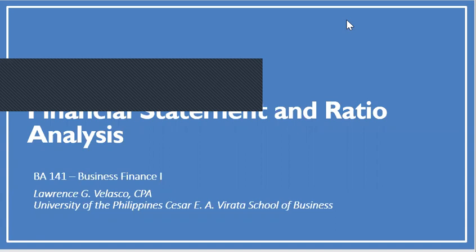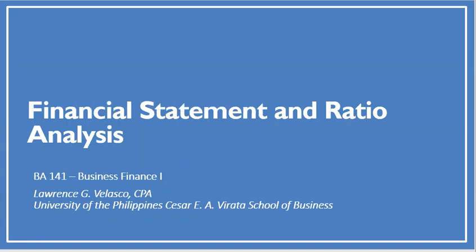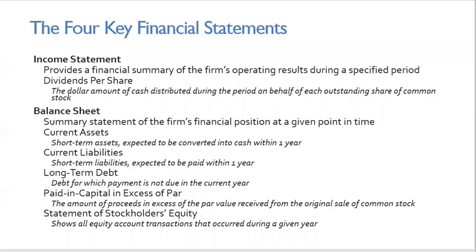Okay, in this video, what we'll do is we will now discuss financial statements and ratio analysis. We'll also look at the case of Jollibee. We are going to analyze the financial statements of Jollibee. Just as a review, there are 4 key financial statements, and financial statement analysis and financial ratio analysis deals with the analysis of these statements.